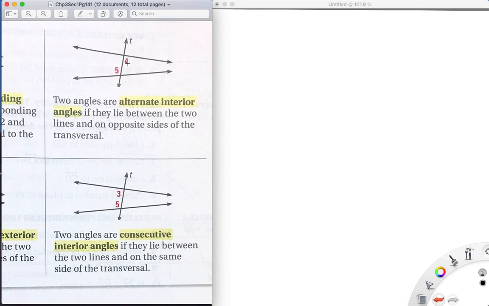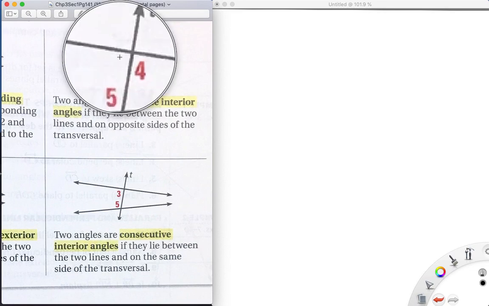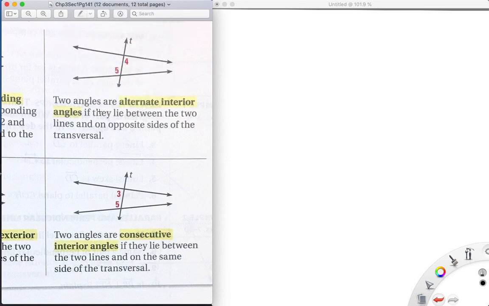They lie between the lines on opposite sides. So this is the right hand side of the transversal. This is the left hand side of the transversal. This guy is over here on the right, this guy is over here on the left, and they look diagonally across from each other. This guy would be the bottom right from the first set of 4 spaces, and this guy would be on the top left. So they would be in alternating positions, on different sides of the transversal.